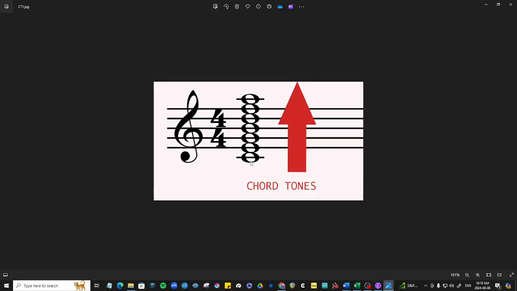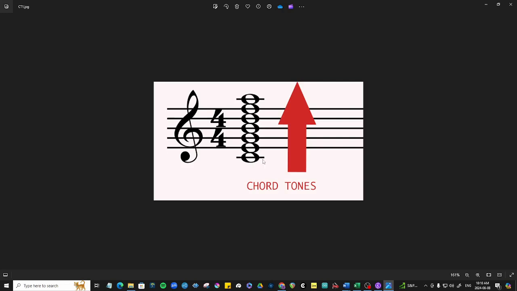Chord tones generally, this is just a music staff, and you don't need to know how to read music to understand what I'm going to say. But chord tones go up the staff. So this is a music staff, and then this sign is a treble clef. That means right hand if you're playing piano or whatever. And this is a time signature to tell you what kind of rhythm it is. But the most important thing to look at here is just how the notes go up the staff.